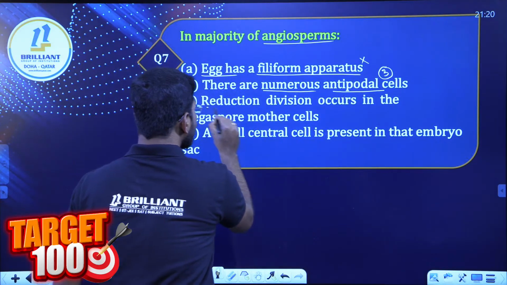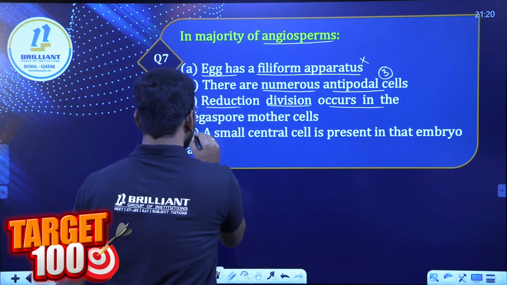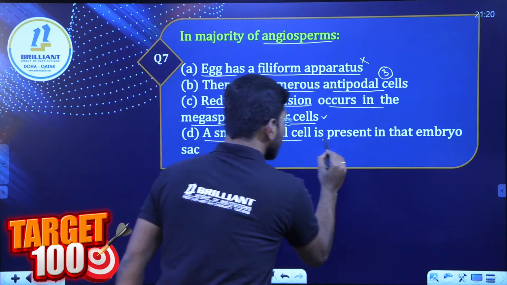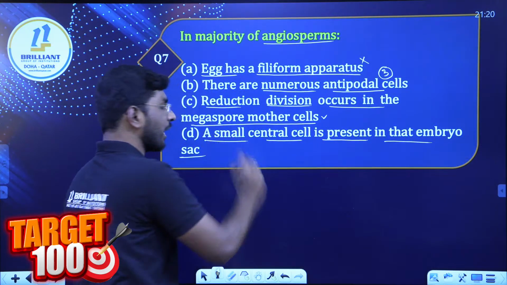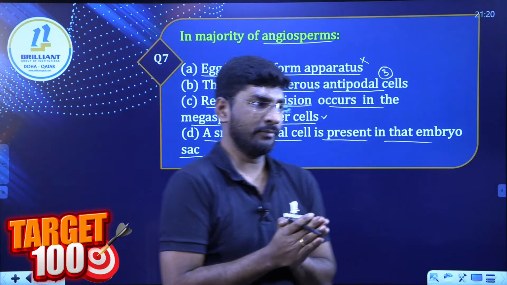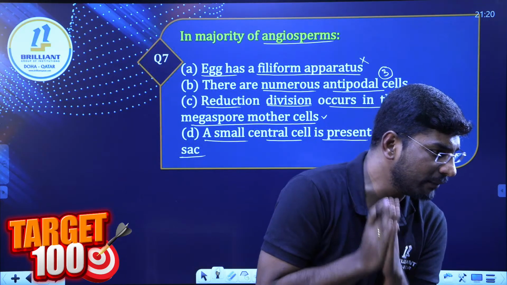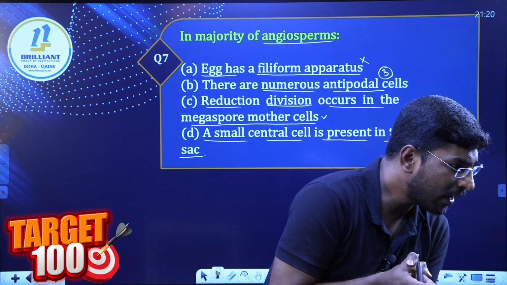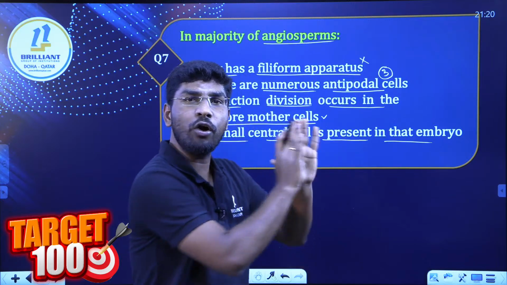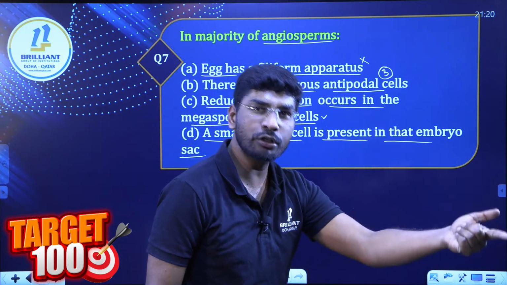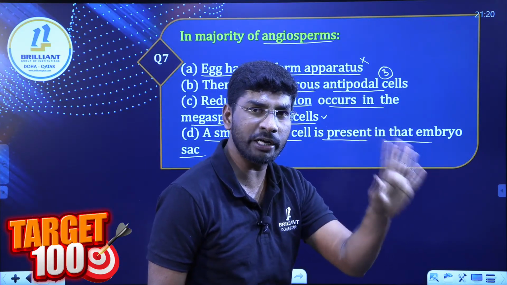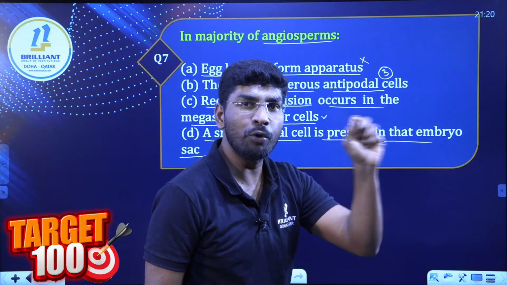Next, reduction division occurs in the megaspore mother cell. Okay, appropriate, correct answer. A small central cell is present in the embryo sac. I have a question. Can you please tell me what's wrong in D? Hafiz, Raina and Kaushik, Huda, Sana, what's wrong in option D? Is option D also correct? Option C, appropriate, correct answer. Okay, meiosis division or reduction division takes place in the mother cell. Fine. What's wrong in option D?